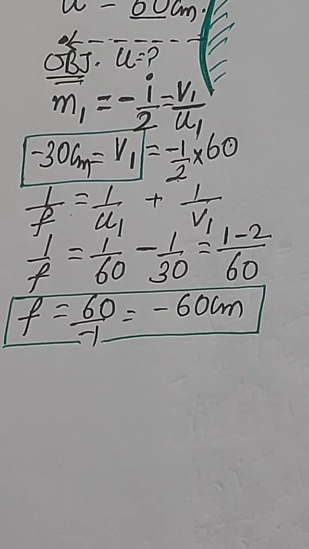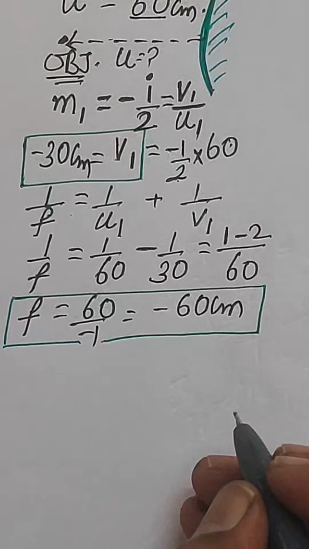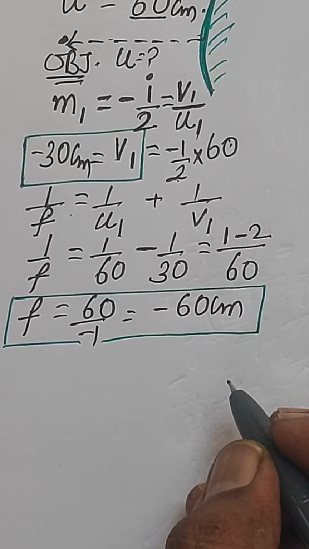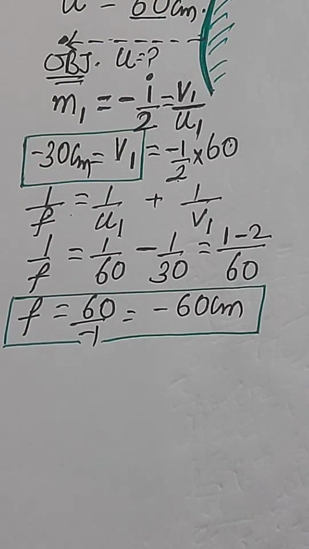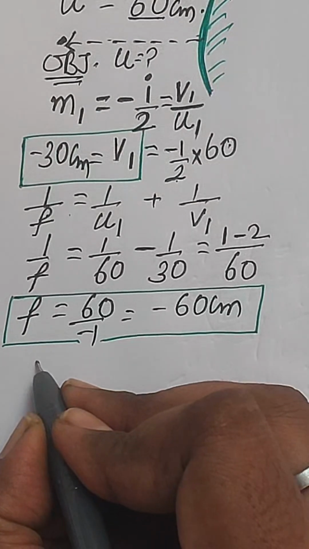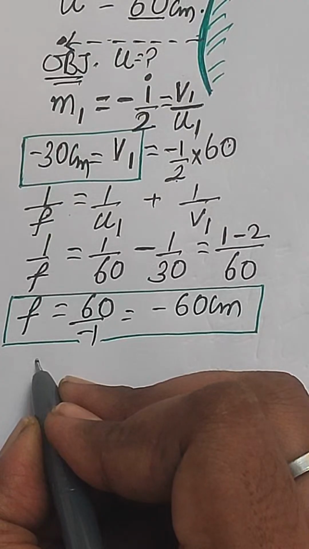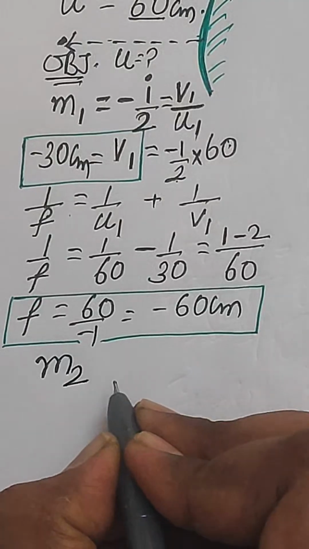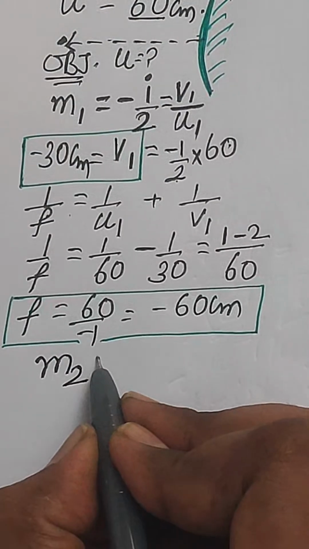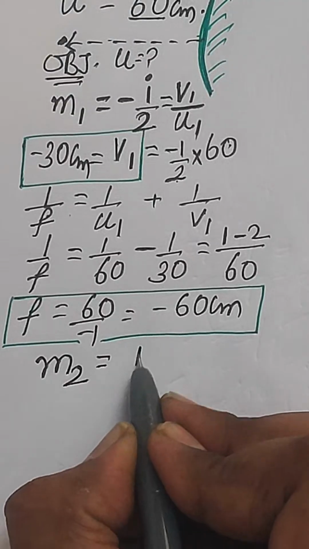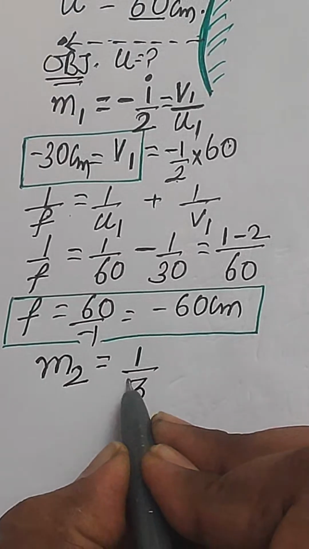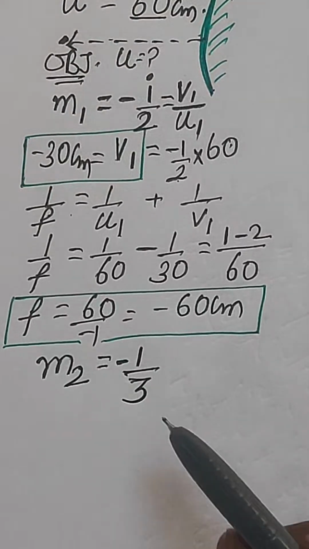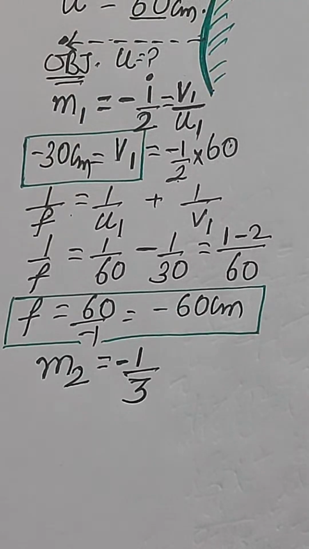Now it is given that where should the object be placed so that the size of the image becomes 1/3 of the object. The value of the second magnification, let us say m2, is 1/3 of the object, and as it's convex, the magnification will be negative, m2 equal to minus 1 by 3.